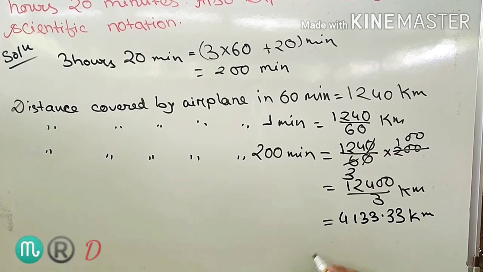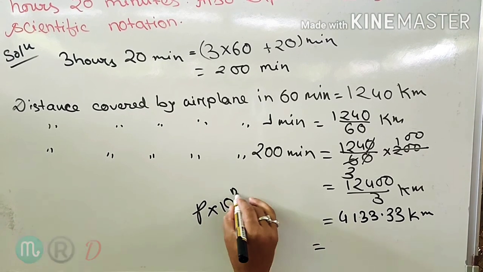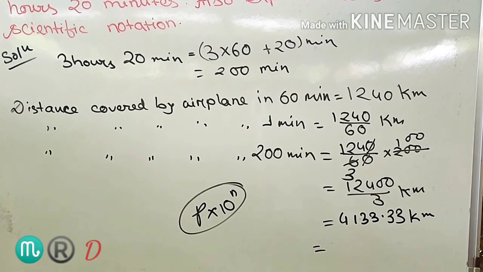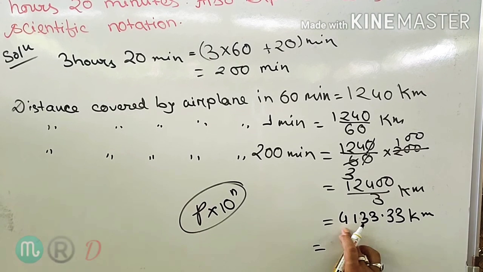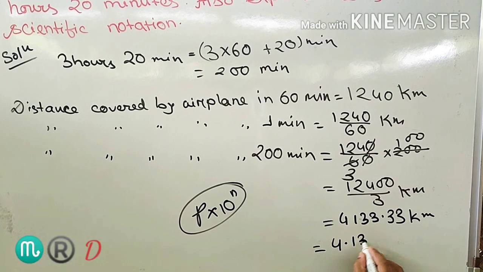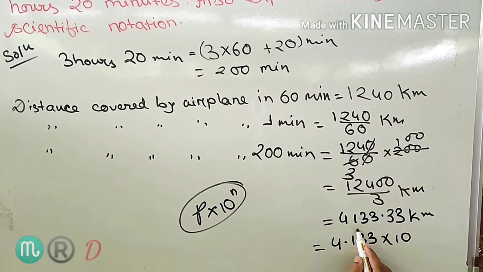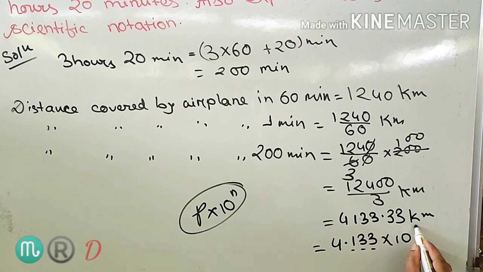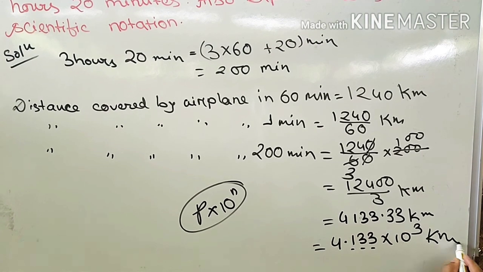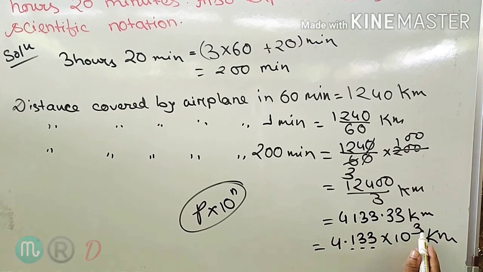But also write the answer, or express the distance, in scientific notation. That means we have to write in the form p into 10 to the power n, where the value of p should be less than 10. So this thing we can write 4.133 into 10 to the power 3. So this is your required answer in the standard form, which is in the pattern p into 10 to the power n.